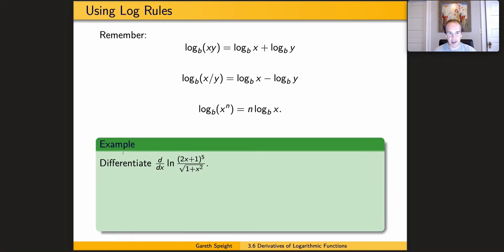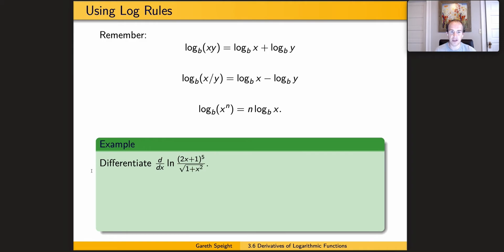Okay, so here's a more sophisticated example using these rules. So let's try to differentiate ln of (2x plus 1) to the 5 over the square root of 1 plus x squared. So if we were to just try to jump in and use the chain rule, well, we'd have to use the chain rule, and then we would have to use the quotient rule, and then on each piece we would have to use the chain rule again. So there would be quite a number of steps.